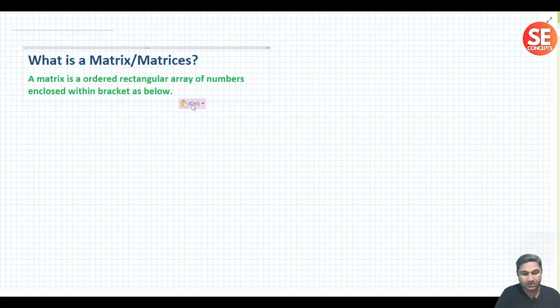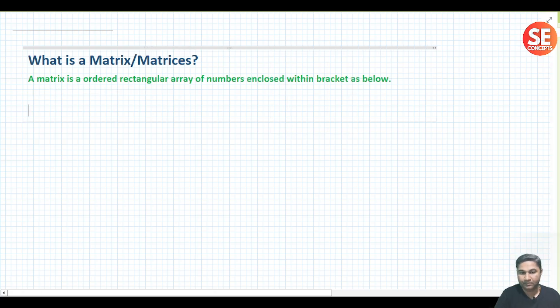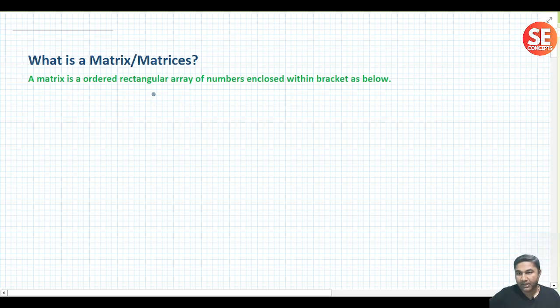First we'll learn what is a matrix. Just a minute. I hope you can see the screen. A matrix is nothing but an ordered rectangular array of numbers. An ordered arrangement of numbers in a rectangular way.